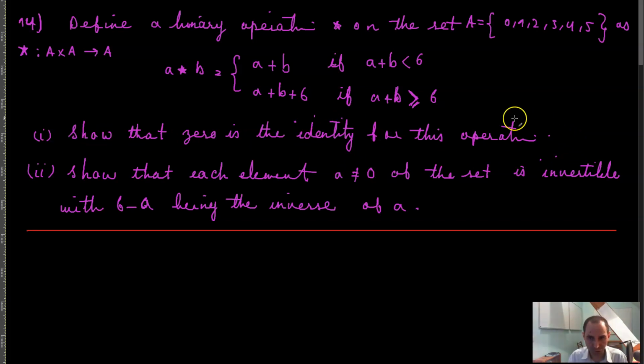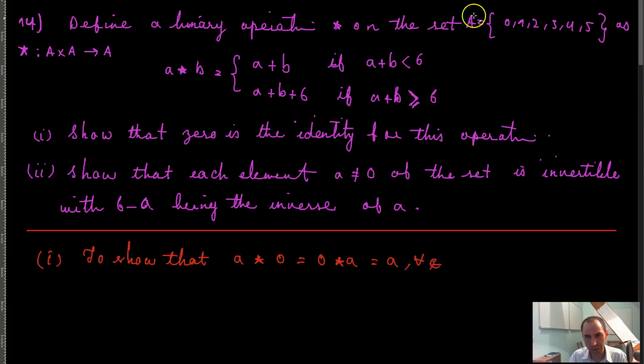Meaning that in order to show that this is the case, you have to write this in terms of a mathematical condition, and then prove that condition. So I want to show that zero is the identity for this operation, meaning that to show that basically A star 0 is the same thing as 0 star A is equal to A, and that is for all A belonging to the set A, for all A belonging to A, right?